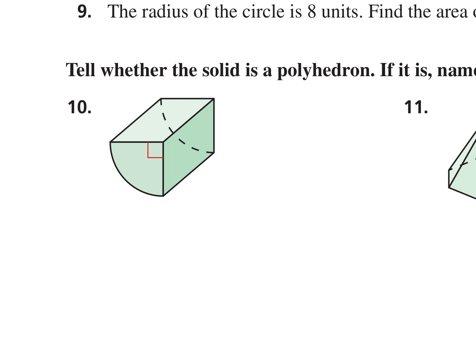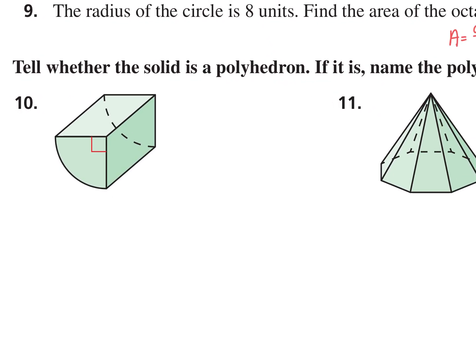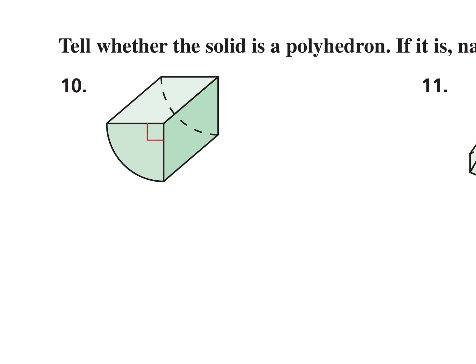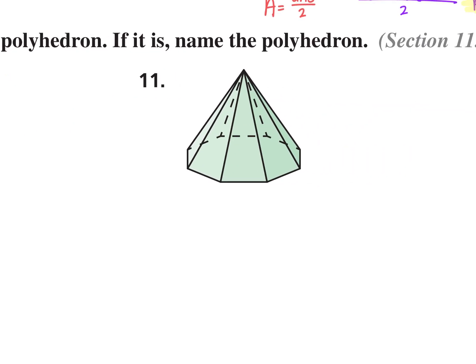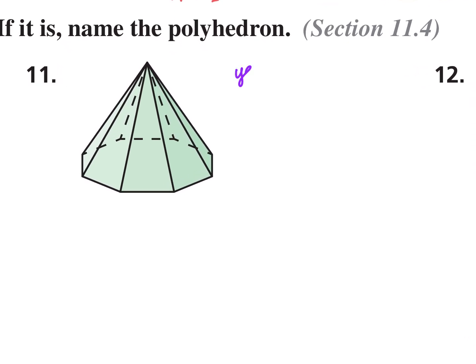11.4, these ones were pretty easy. Looking at all three, they want us to tell whether the solid is a polyhedron. If so, name it. So looking at the first one, is this a polyhedron, yes or no? No, it has curved sides. So I know that. Is this a polyhedron, yes or no? Yes. And what's the name of this shape?